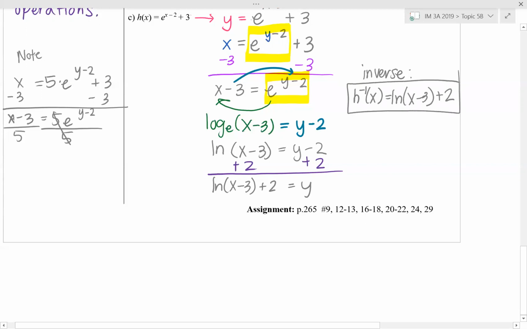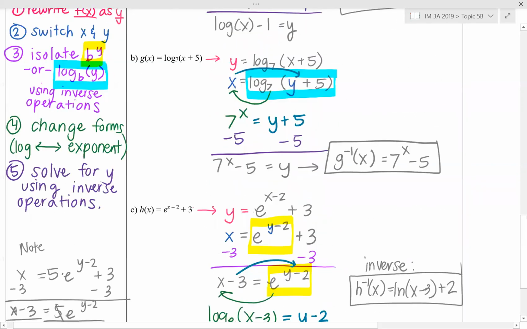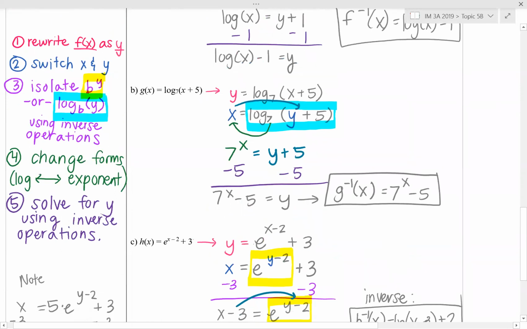Okay, so those are the steps for finding the inverse of a more complicated log function or exponential function. Remember that when we did this in the last lesson, we didn't have to do step 1. It was step 2 and step 4 only. So the more complicated the equation that's given, the longer our steps are to find the inverse of the function.